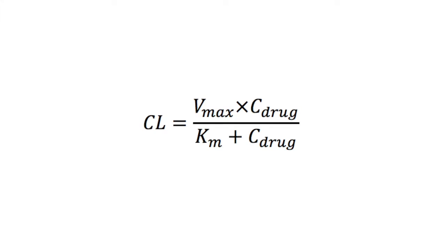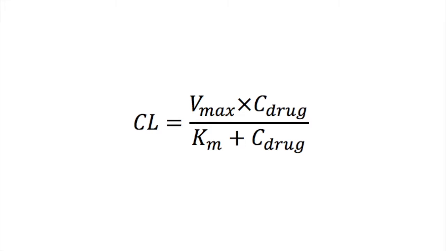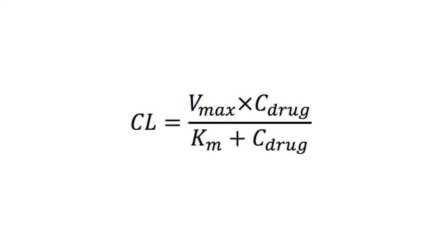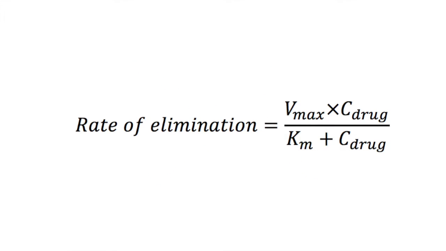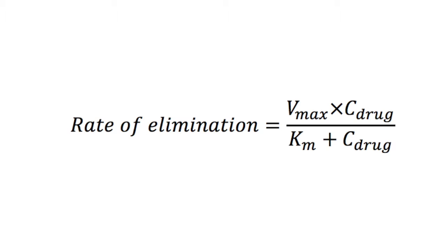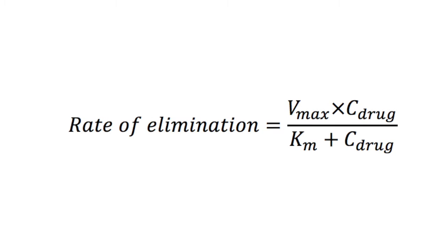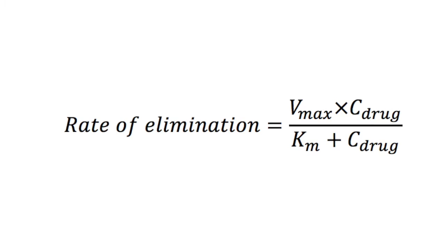The author posted this equation, which says that the Michaelis-Menten equation gives us a drug's clearance at a specific concentration. But this is wrong. What he should have written is that the drug's rate of elimination, that is, the amount of drug eliminated per unit time at a particular concentration, is given to us by the Michaelis-Menten equation.